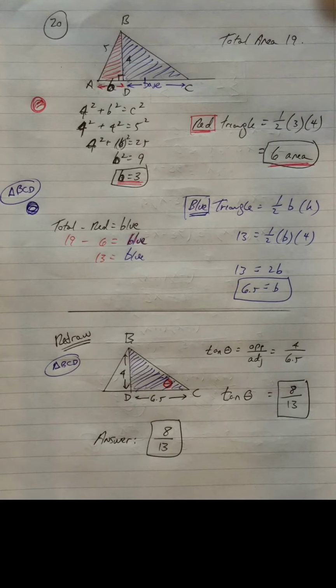And finally, if I redraw the figure, focusing only on the right or blue triangle, BCD, notice that now I know the height is 4 and the base is 6.5. To find the tangent of theta, remember SOHCAHTOA, and the tangent is the opposite side over the adjacent side. Well, the opposite side is the height, or 4, and the adjacent or next to side is CD, which is 6.5. Therefore, tan theta equals 8 over 13. The correct answer is 8 divided by 13.